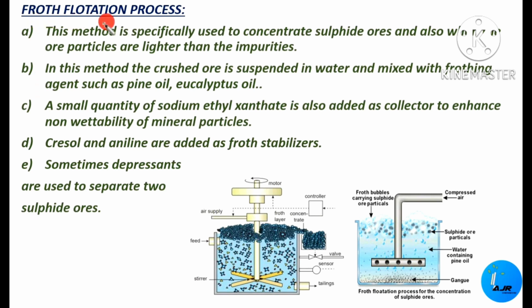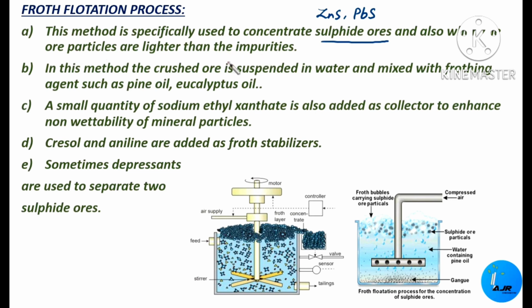So the next very important technique is the froth flotation process. This method is specifically used to concentrate sulfide ores, such as zinc sulfide and PbS. So these are the different types of sulfide ores. In the first methodology, hydraulic separation, we separated heavier ore particles from the lighter impurities, and in the second, magnetic separation, we separated magnetic from non-magnetic impurities.